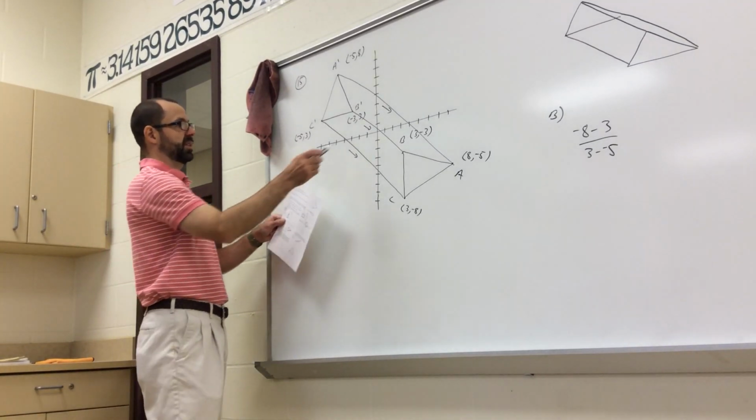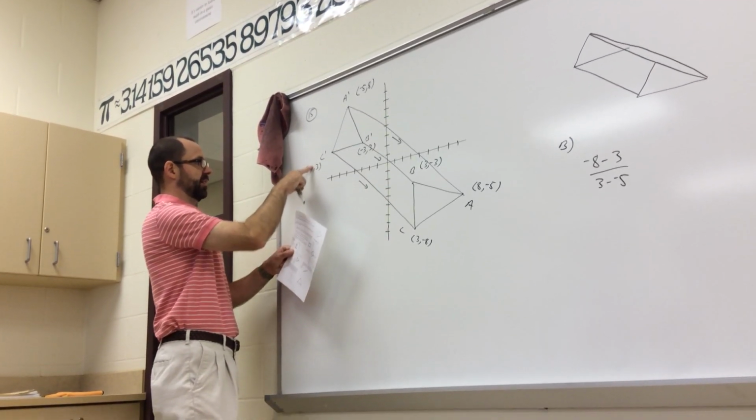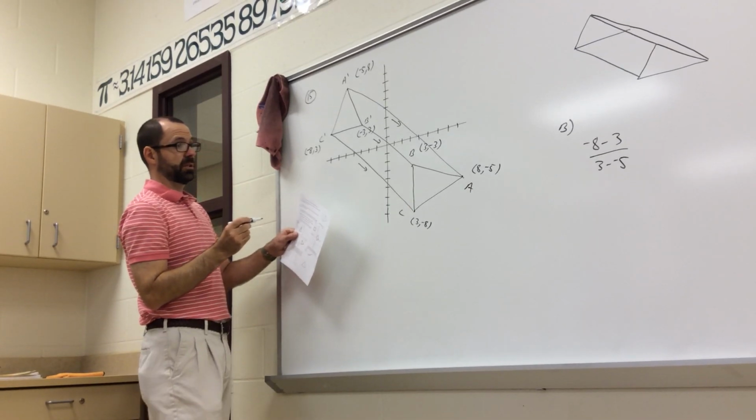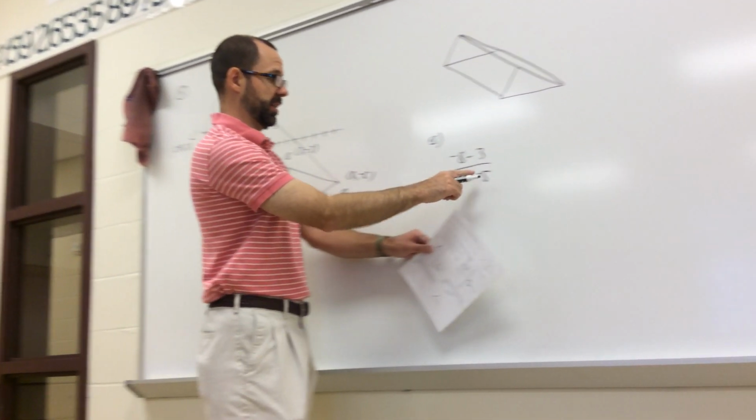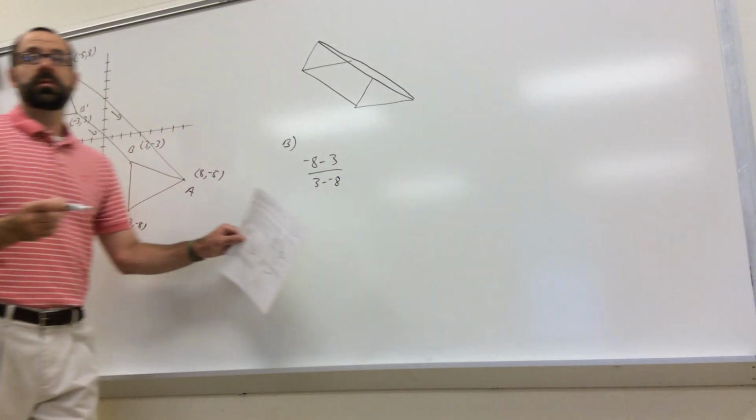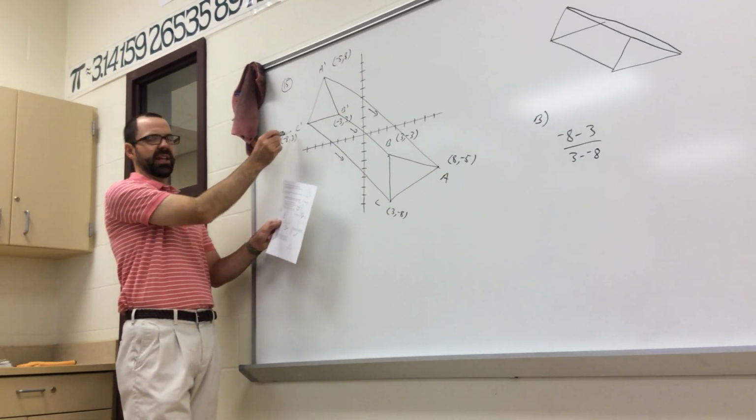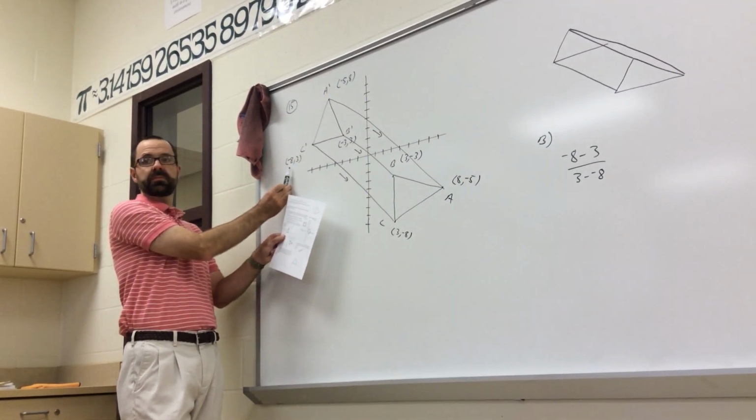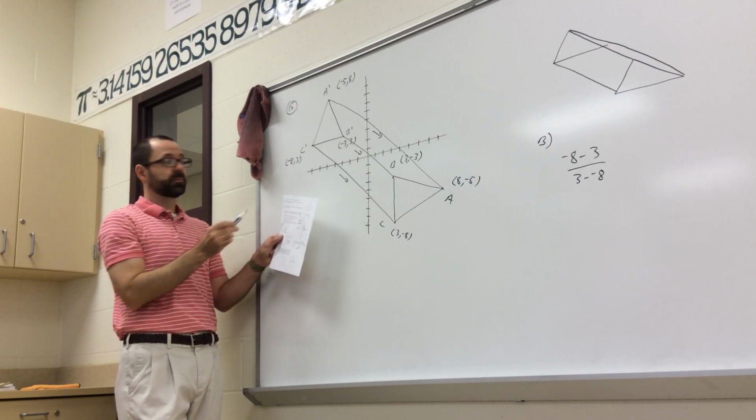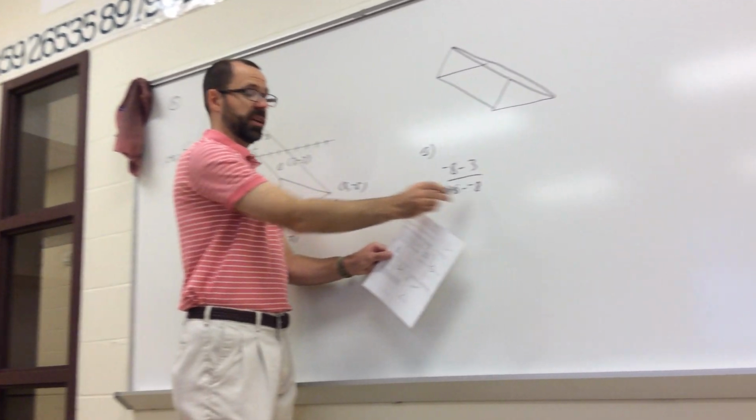Ooh, I think I miscounted here. 1, 2, 3, 4, 5, 6, 7. This is supposed to be -8. I'm so sorry. I had C prime labeled incorrectly. I miscounted. So sorry about that. So this number should have been a -8 down here in the denominator.